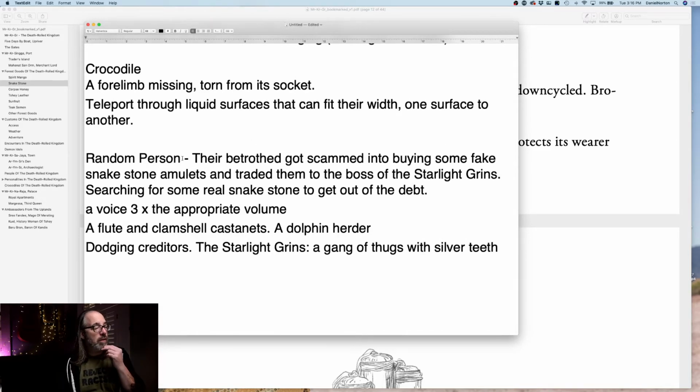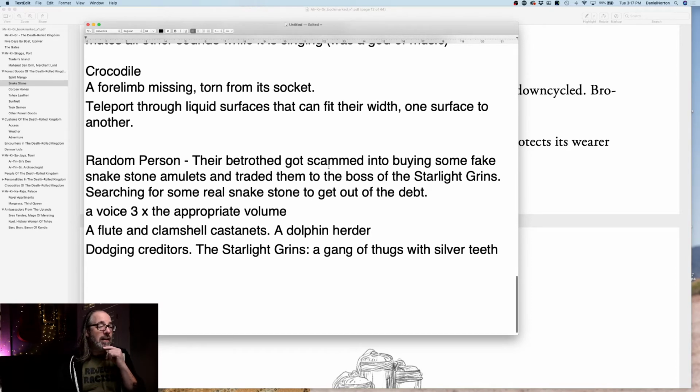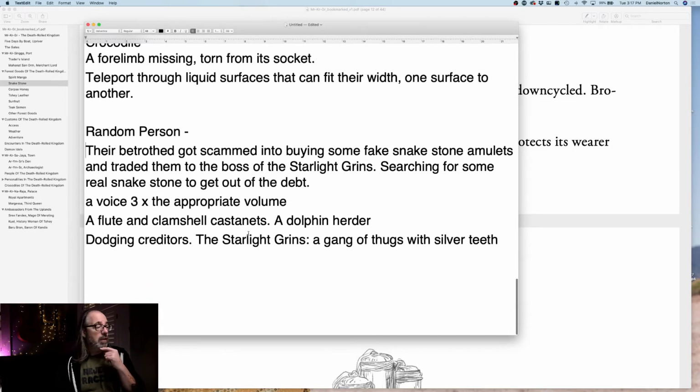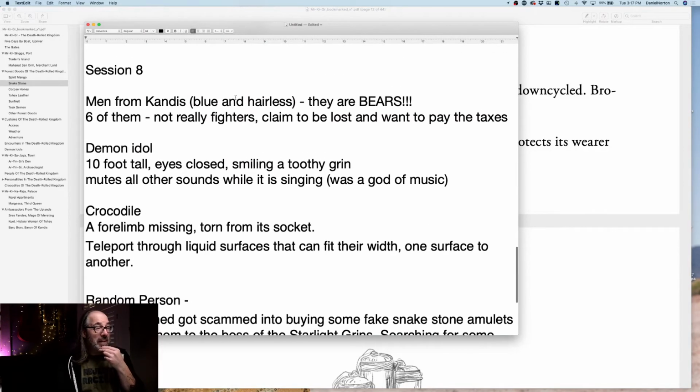So now they're going to run into this random person, and I'll decide who they are probably at the moment, because I like to do that. And they're out here looking for snake stone. They are dodging creditors, right? They're a dolphin herder, so they're probably going to run into them on the water. Probably maybe riding dolphins or something. But they're going to be really loud. And that'll be fun to roleplay, right? That's a fun role-playing thing.